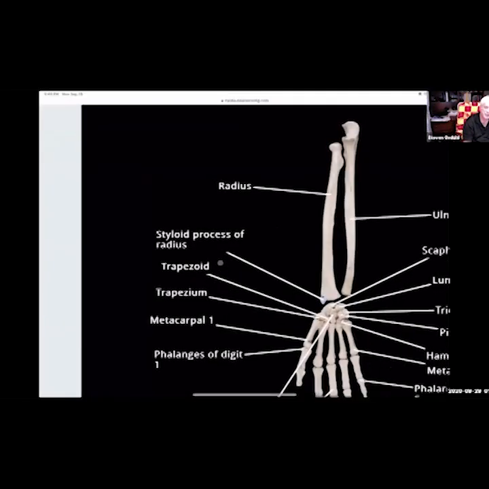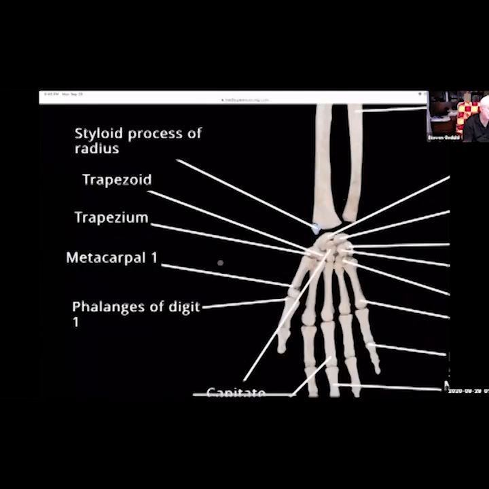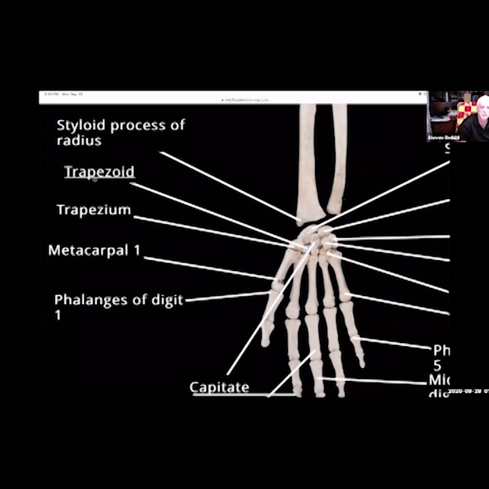Let's see if I can get that a little bit bigger. Okay, you have the trapezoid. You have the trapezium. Okay, we've got metacarpal 1. Remember, the metacarpal bones are labeled 1 through 5, with the thumb being number 1, then 2, 3, 4, 5 for the digits. So the metacarpal bones connect the bones of the hand to the phalanges. Okay, so this is metacarpal 1.